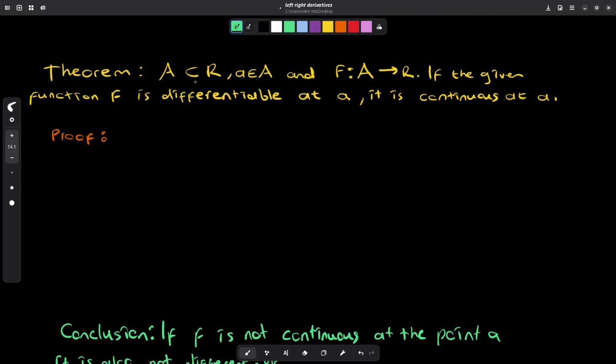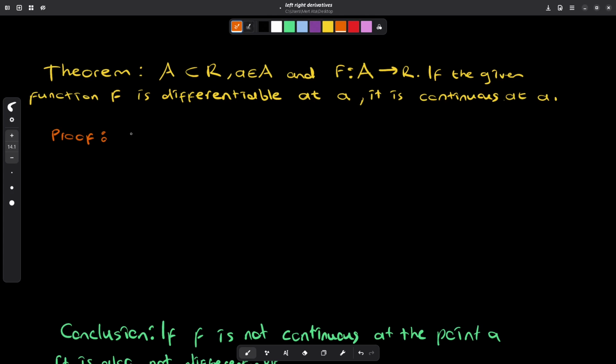Theorem. A is a subset of R, a belongs to A, and f is a function defined from A to R. If the given function f is differentiable at a, it is continuous at a. Now let's try to prove this.